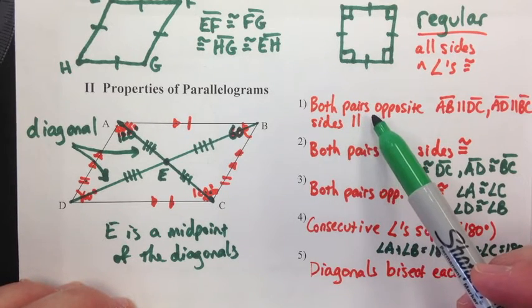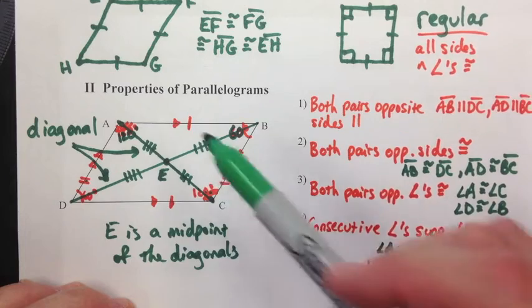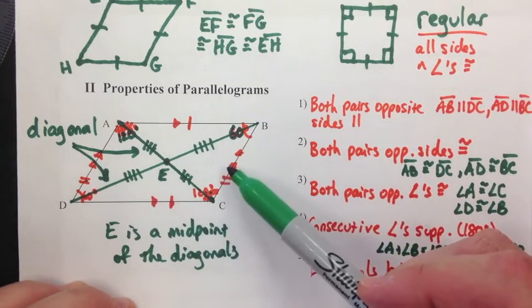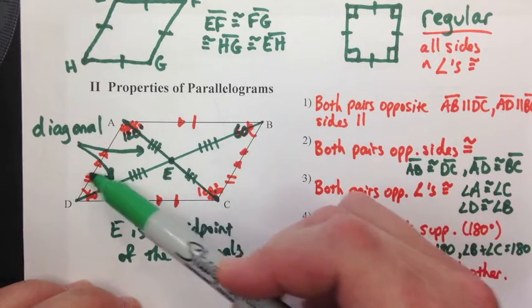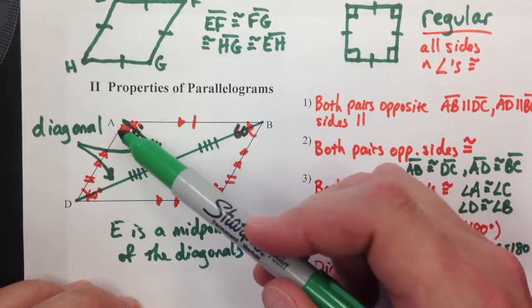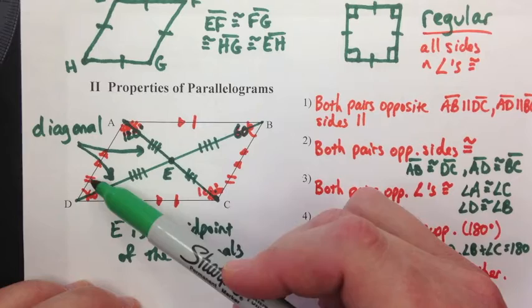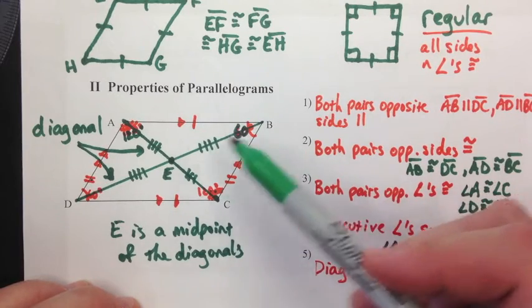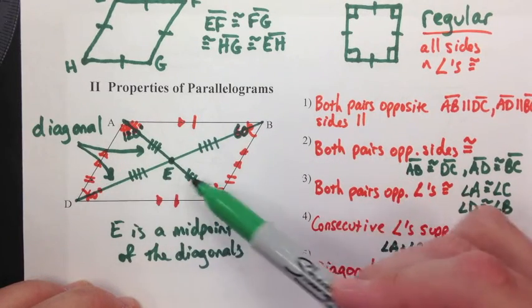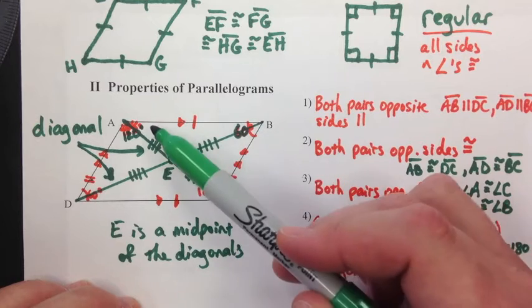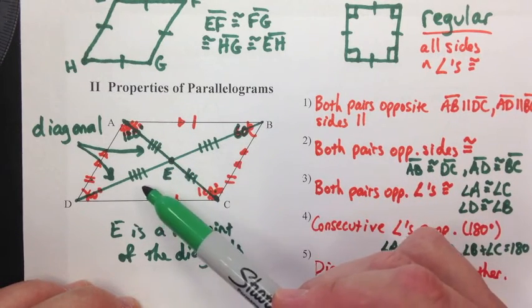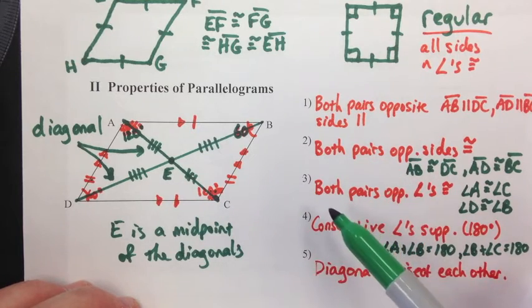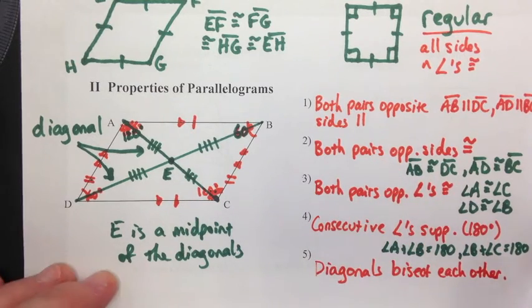Both pairs of opposite sides are parallel. Both pairs of opposite sides are congruent. There's my congruent marks. The opposite angles are congruent. The consecutive angles add up to 180. They're supplementary. And then the diagonals bisect each other. Okay, now we'll be flipping back and forth with this as we go through these examples.